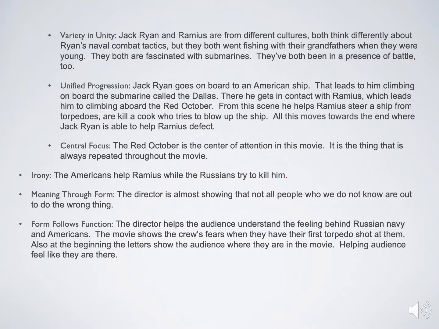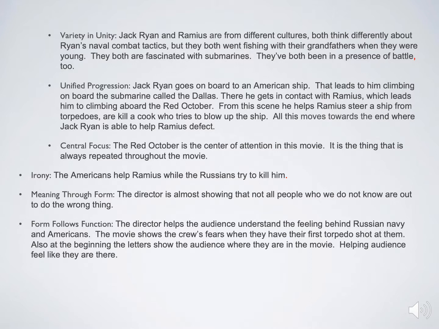Unified progression. Jack Ryan goes on board an American ship. That leads to him climbing on board the submarine called the Dallas. There, he gets in contact with Ramius, which leads him to climbing aboard the Red October. From this scene, he helps Ramius steer the submarine away from torpedoes and kill a cook who tries to blow up the ship. All of this moves towards the end, with Jack Ryan able to help Ramius defect.